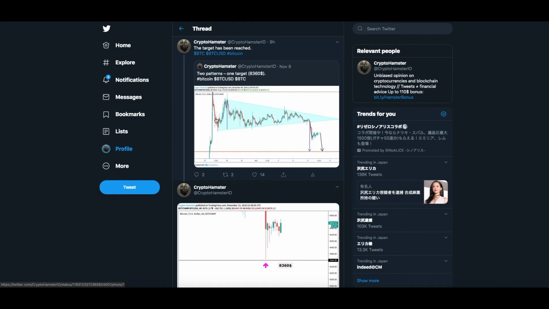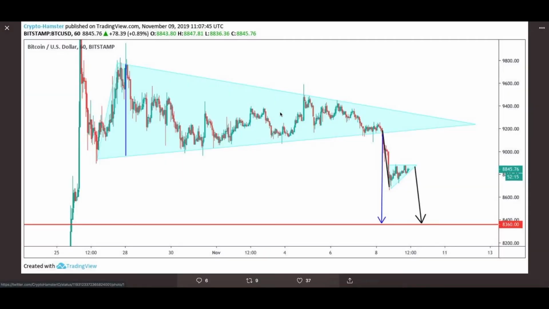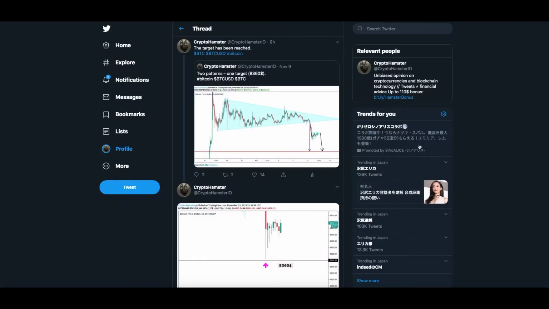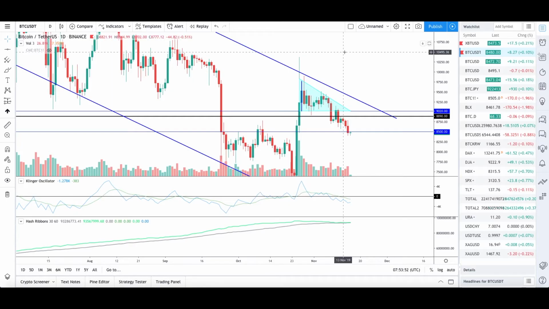And if you remember, maybe on Twitter I made this post a few days ago when we had this kind of triangular formation over here and also this bearish flag formation here. So I said that if we make the breakdown of this bear flag, then it will be like a double target over here in the $8,360 zone, and you see we basically reached this target. So both of them played out. So those people who say that technical analysis doesn't work, you see sometimes it actually works.